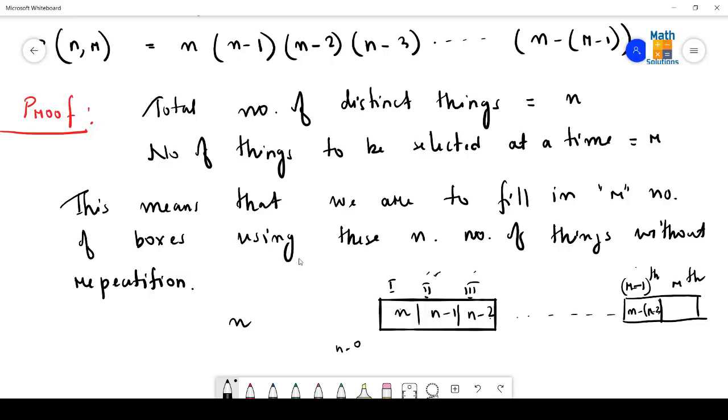So here in this case, in the rth position, it will be of course n minus r minus 1. So all these r positions are required. We cannot ignore any one of the boxes. Therefore, the term "and" should be used in between.